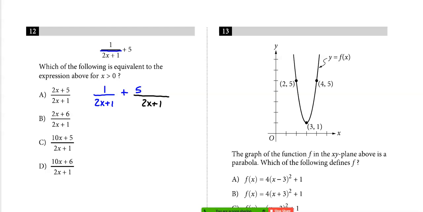But if I multiply the bottom by 2x plus 1, I got to do the top times 2x plus 1. Because really, I just multiplied 5 by 1. I didn't hurt it. But now I have some bottom numbers that match.